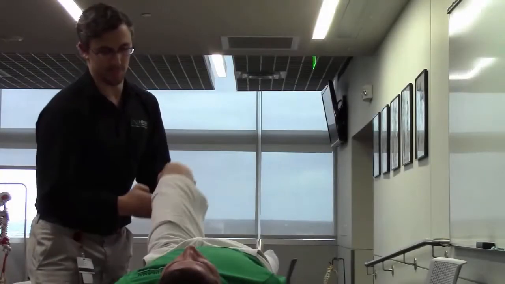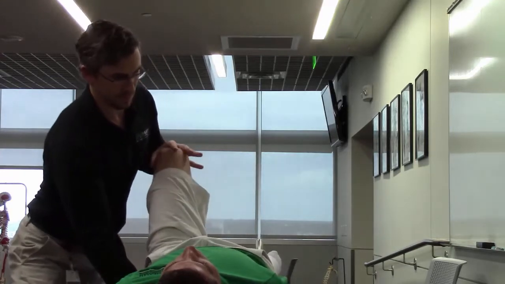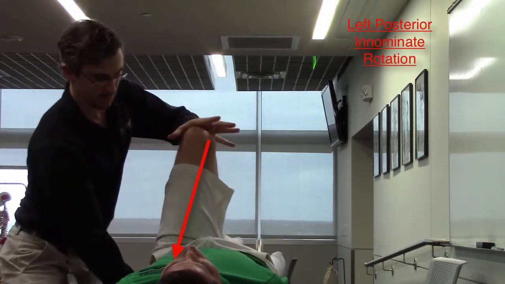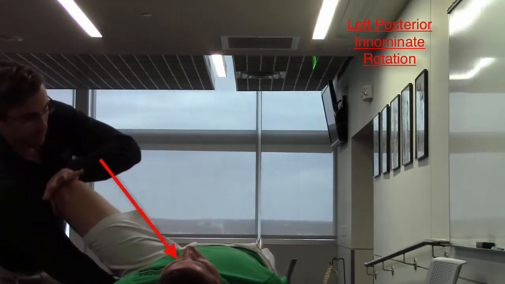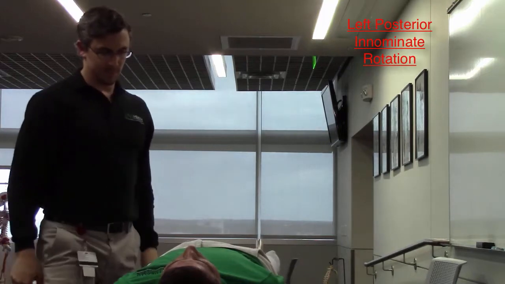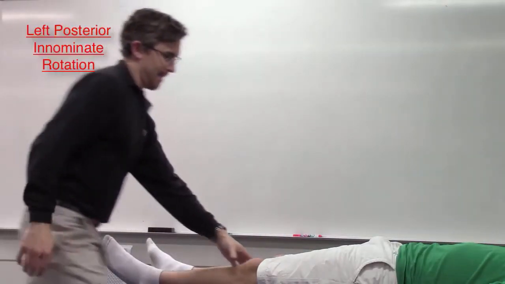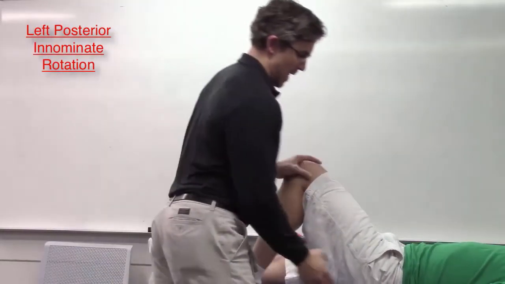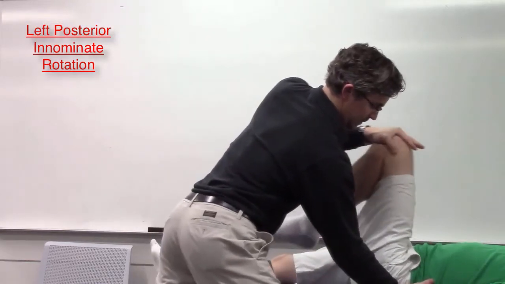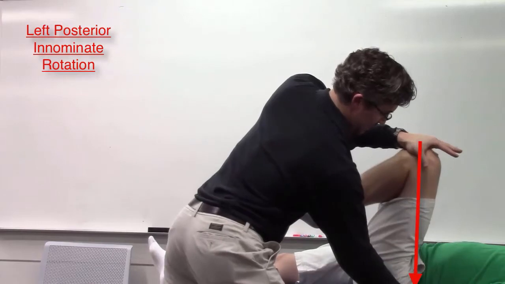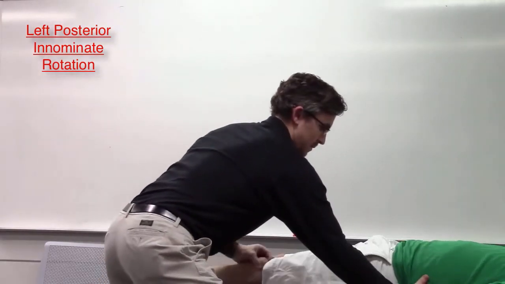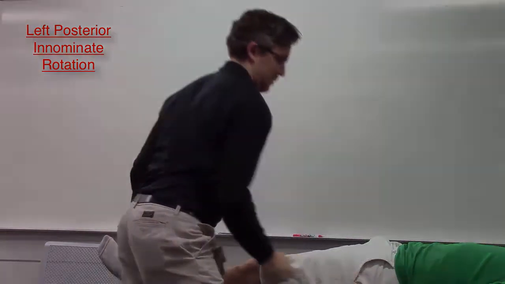For a left posterior innominate rotation, the same initial setup, except this time when you get your compression vector, you're going to go in a motion outward with the leg to rotate the innominate in that direction. So again, stabilize, monitoring hand, take it to a neutral, and you're going to compress and move into an abduction position as you articulate the joint.